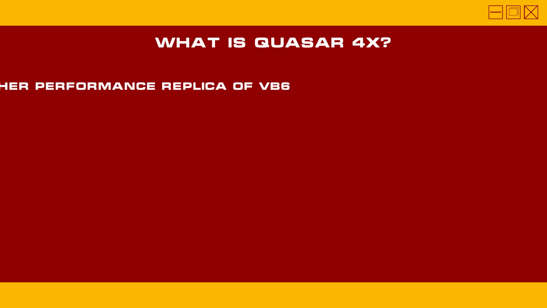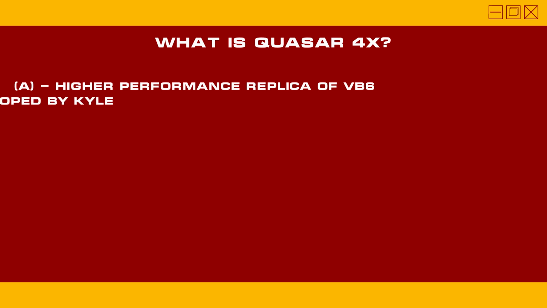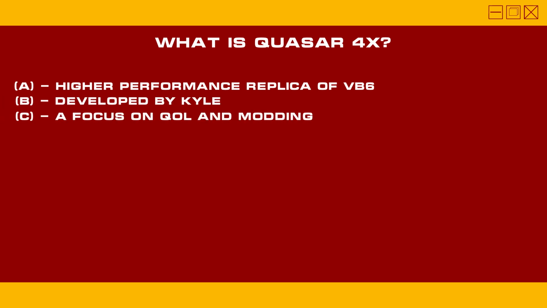So what is Quasar 4X? Let us answer that question. Quasar 4X is a game built on the Godot game engine and is designed from the ground up as a replica of the original Aurora 4X, specifically Aurora 4X Visual Basic 6 version 7.1. The game's primary purpose was and still is to solve the crippling performance issues that the original version of Aurora had.